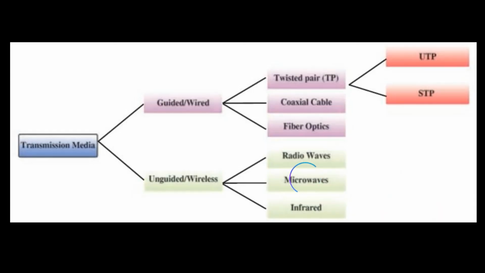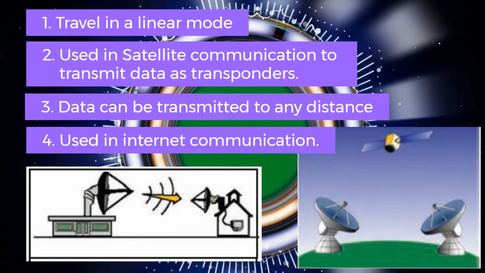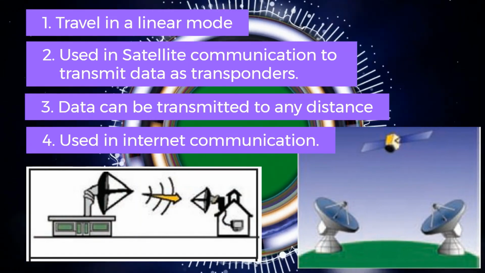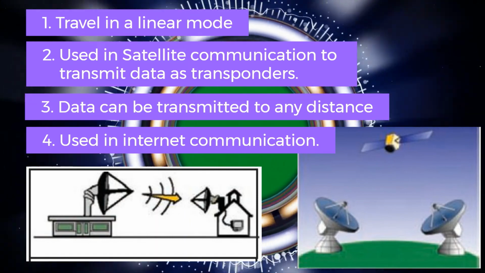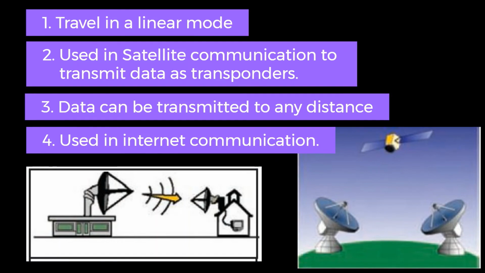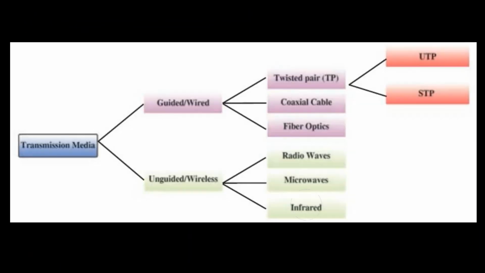The second category of unguided or wireless media is microwaves. As you can see in the picture, it travels in a linear mode and used in satellite communication to transmit data as transponders. And also, data can be transmitted to any distance and it is used in internet communication. The third category of unguided or wireless media is infrared.